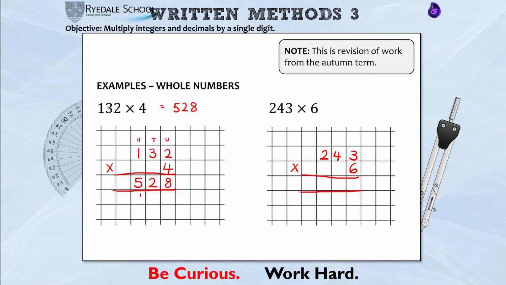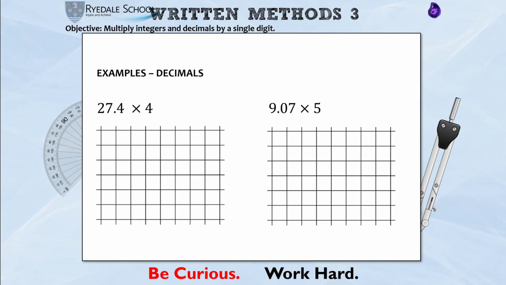3 times 6, well, that's 18. So it's 8 and carry 1. 4 times 6 is 24. Don't forget to add the 1, 25. So that is 5, carry 2. And then finally, 2 times 6 is 12, add 2, 14. So the answer to 243 times 6 is 1,458.